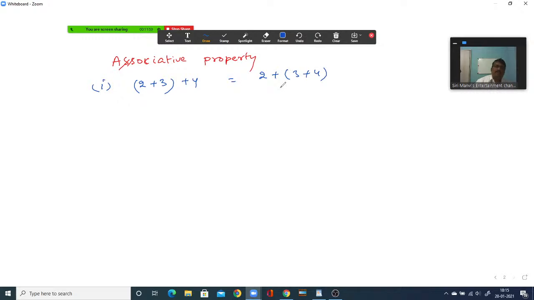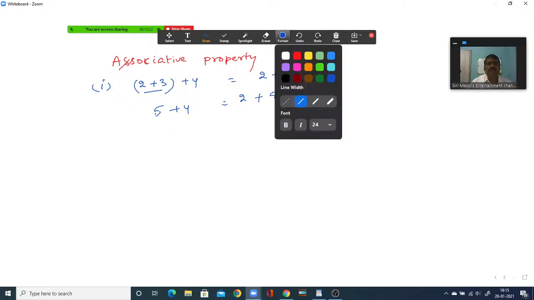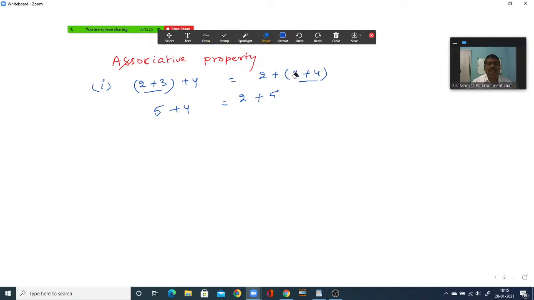As we already know, you have to complete the sum in brackets first. So 2 plus 3 is 5, and 5 plus 4 is 9. On the other side, 3 plus 4 is 7, and 2 plus 7 is 9. Okay, this is one example.